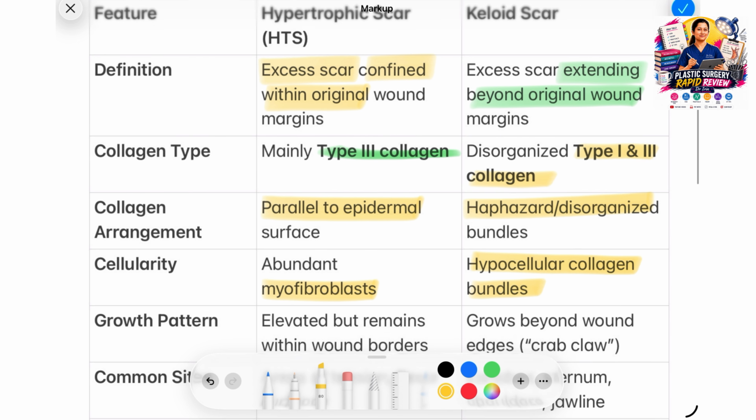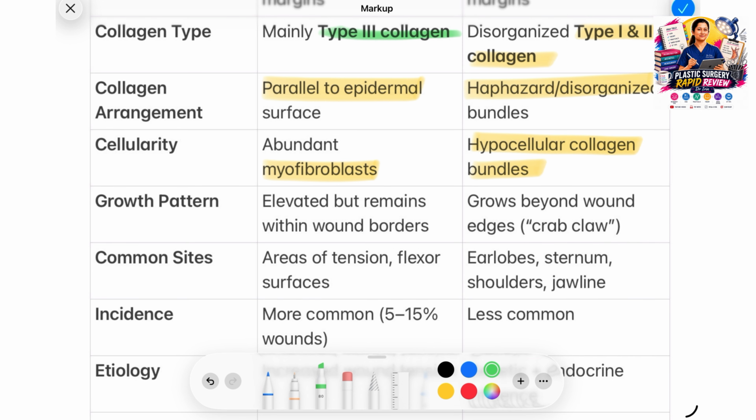a keloid scar. Talking about the growth pattern, the hypertrophic scar is usually elevated but remains within the wound borders, whereas a keloid scar grows beyond the wound edges and causes an appearance of a crab claw. The common sites where a hypertrophic scar is generally seen are areas of tension like flexor surfaces of the body, and keloid can also be present over earlobes, apart from the sternum, shoulder and jawline.